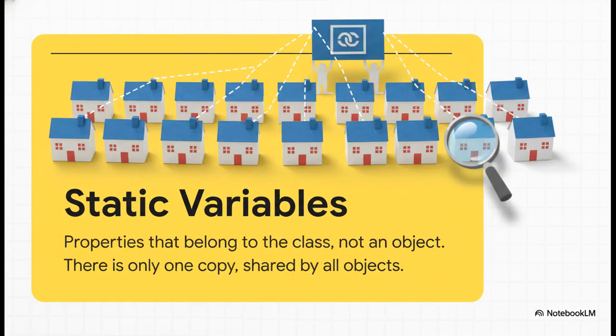But then you've got static variables. These properties don't belong to just one house. They belong to the blueprint itself. A perfect example is the name of the construction company that built the entire neighborhood. That name is the same for every single house. There's only one copy of that info, and it's shared by everybody.